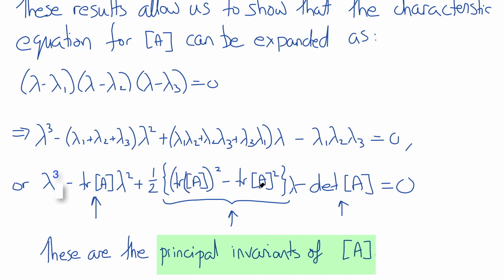Let's just review this. This is the characteristic equation expanded in terms of coefficients of lambda. So the characteristic equation will be lambda cubed minus the trace of A times lambda squared plus 1/2 of the trace of A all squared minus the trace of A squared times lambda minus the determinant of A. So these coefficients, trace A, this expression, and determinant of A, are called the principal invariants of A.